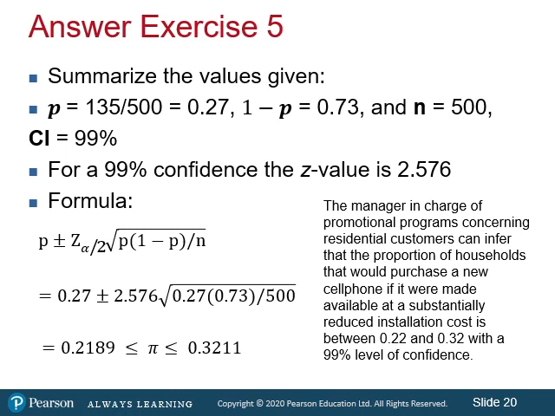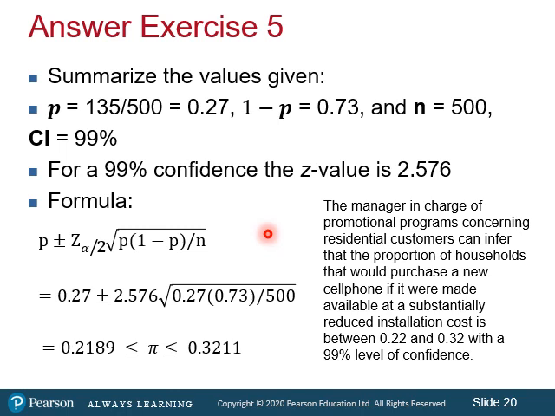Then we will write the formula, which is P plus minus Z alpha divided by 2 times the square root of P times 1 minus P divided by N. The P proportion value is already 0.27, plus minus 2.576 times the square root of 0.27 times 0.73 divided by 500. You take the square root and you get a lower limit of 0.2189 and an upper limit of 0.3211.